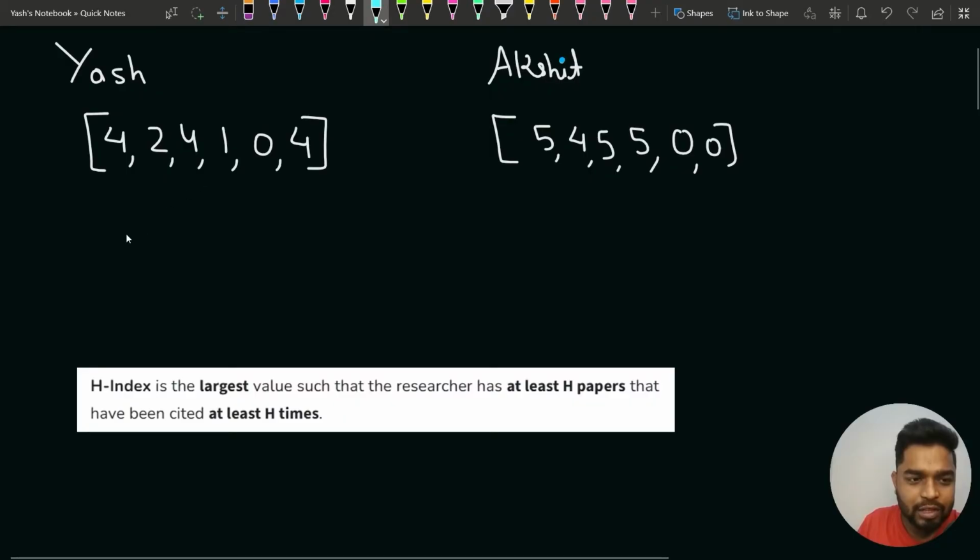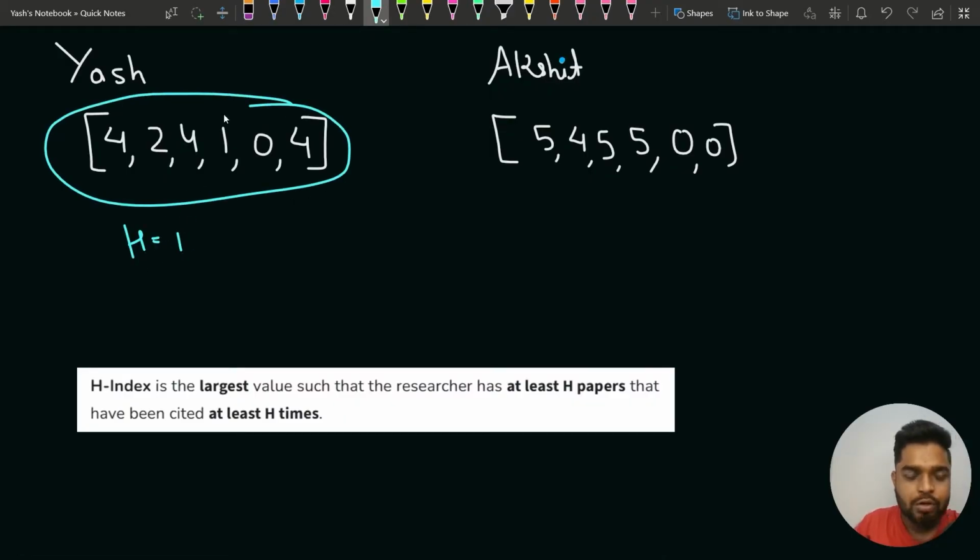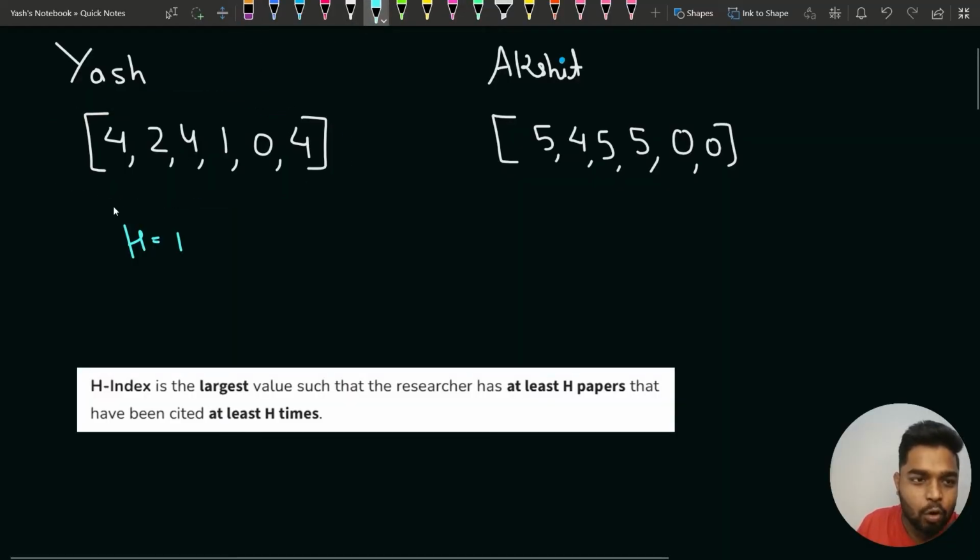Suppose H is equal to 1 for this particular researcher Yash. Is there at least one paper which has been cited at least one time? Yes, you can see that all these papers have been cited at least one time. So H value 1 is fine. But we have to try and find the highest value of H for a given array.